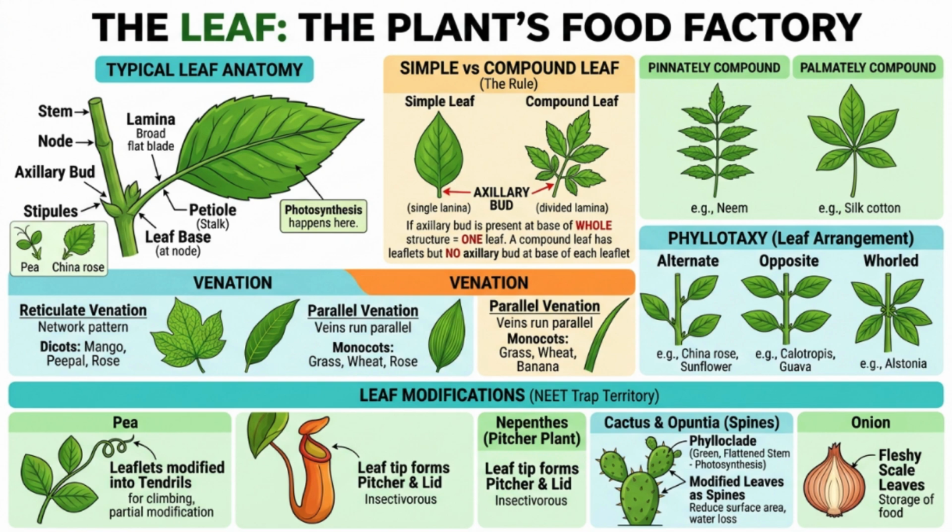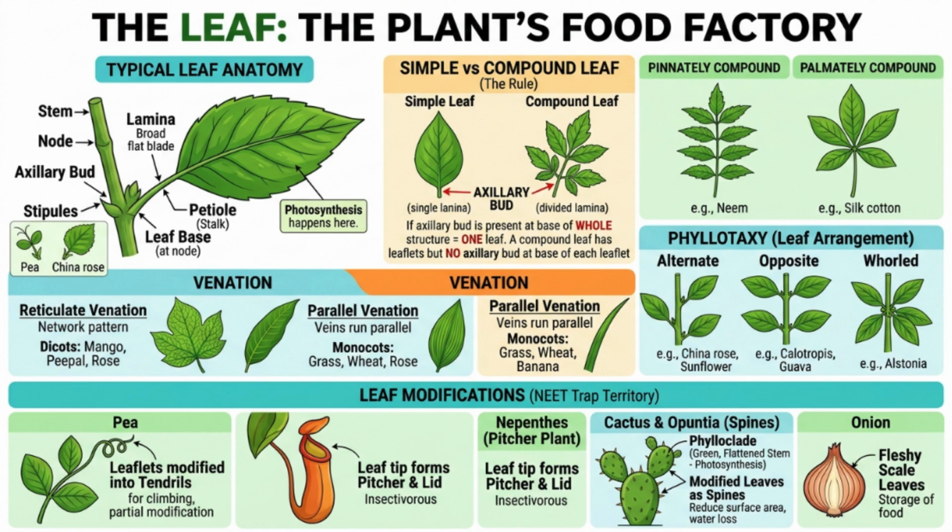Pinnately compound, leaflets arranged on both sides of a central rachis, like in neem. Palmately compound, leaflets arise from a single point at the tip of the petiole, like in silk cotton. Venation, the arrangement of veins in the lamina. Reticulate, a network pattern. Dicots, mango, peepal, rose. Parallel, veins run parallel. Monocots, grass, wheat, banana.